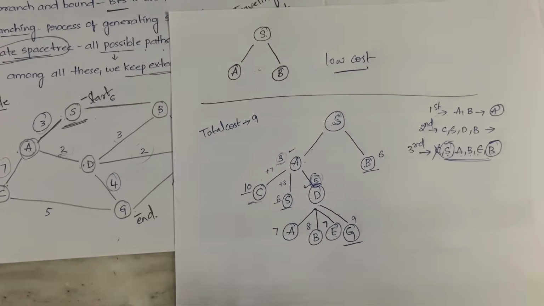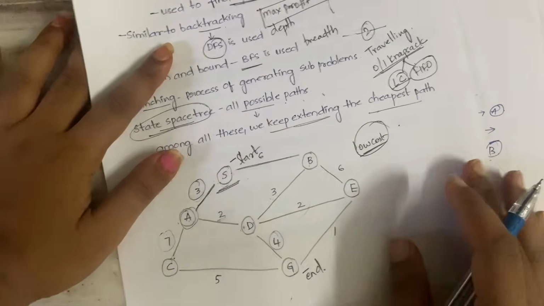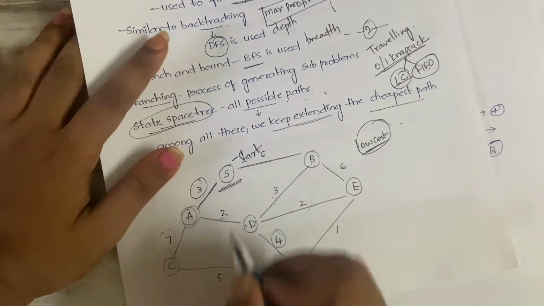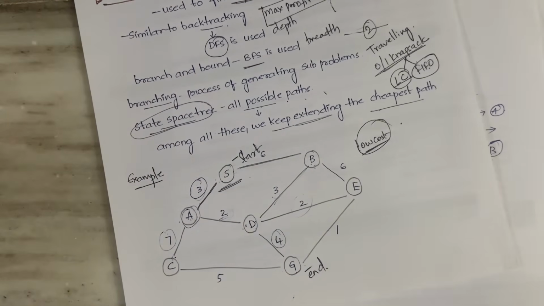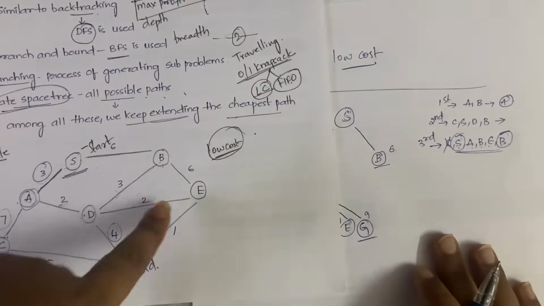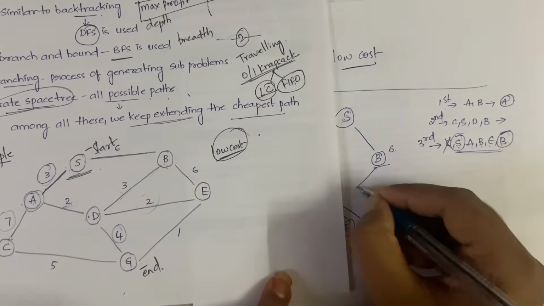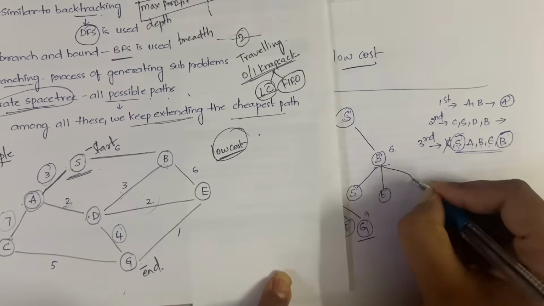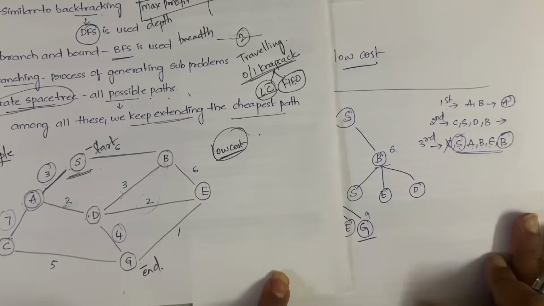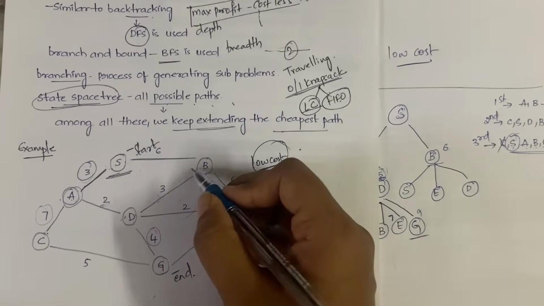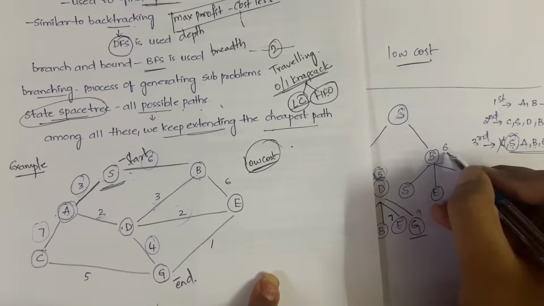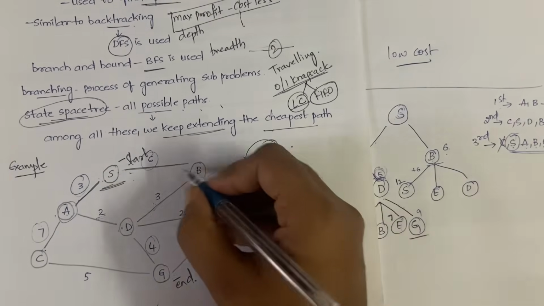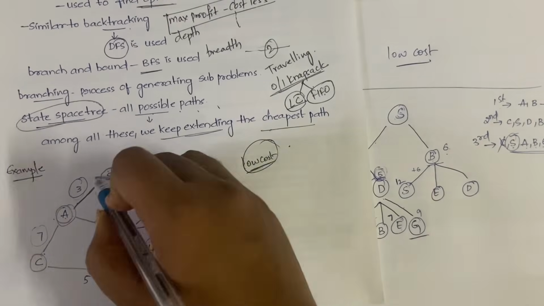Now you have to check which one, S or B, is better for us. Okay, first let's check for B. From B, where can you go? From B you have a chance to go to D, to E, and back to S. So let us calculate the cost now. From B to S, how much is it? 6. Here it is already 6, right? So 6 plus 6 you get 12. The cost to reach S from B is 12.